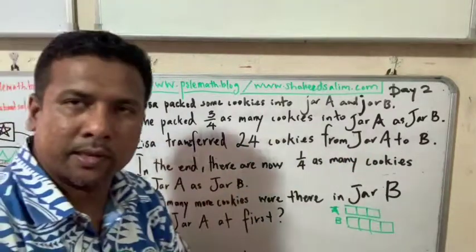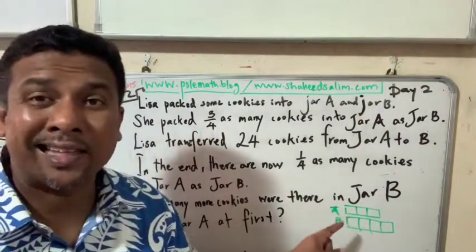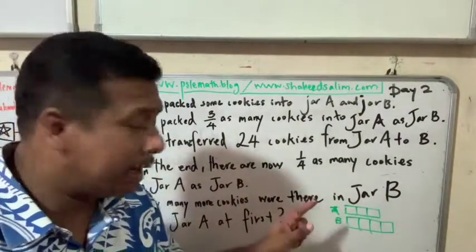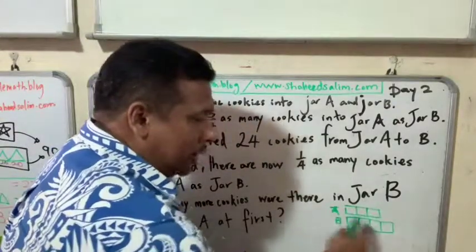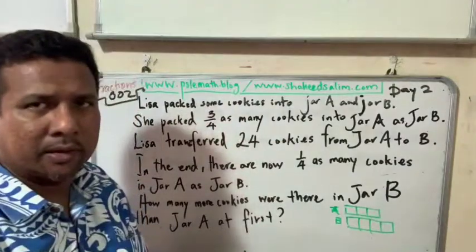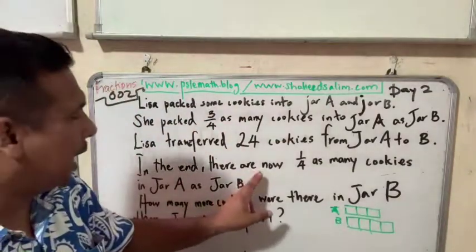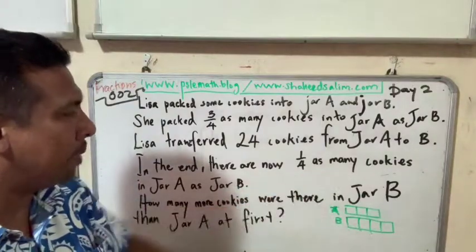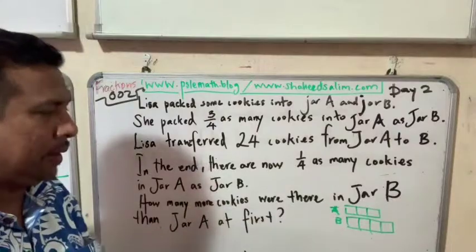24 cookies. You see, in the beginning, there are already fewer cookies in jar A than jar B. And when she transfers 24, it's going to be even fewer. In the end, there are now 1/4 as many cookies in jar A as jar B.